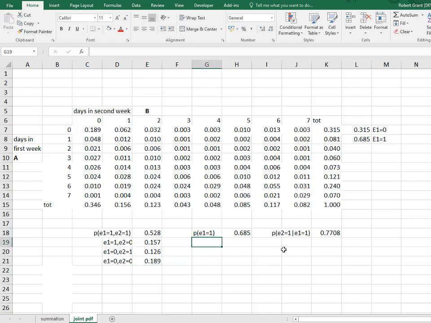The end result we're trying to get is here. We want, again leaving out the brackets, to find what's the chance that E2 comes out as 0, given that E1 was 1, what's the chance that E2 comes out as 1, given that E1 was 0, and what's the chance E2 comes out as 0 if E1 was 0.